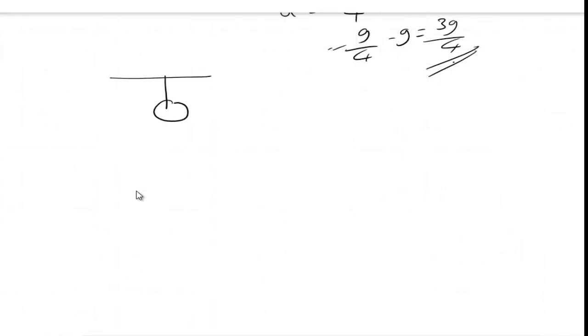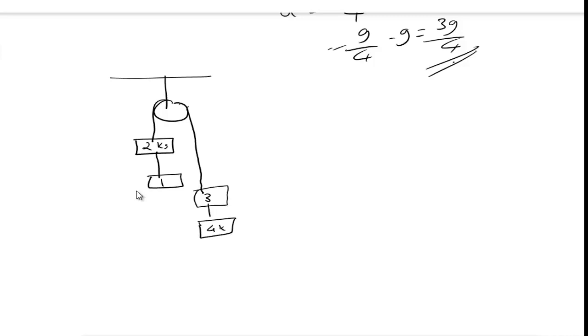Here a pulley is given. In that pulley, on this side a mass of 2 kilogram is given, and here another mass of 1 kilogram is given, and here you can see other masses. This is 3 kilogram, and another is given as 4 kilogram, and all the tensions are marked over here. This is T1, this is T2, and this is T3. We need to find out the tension acting on the pulley. The given tensions T1, T2, T3, all we need to find out.